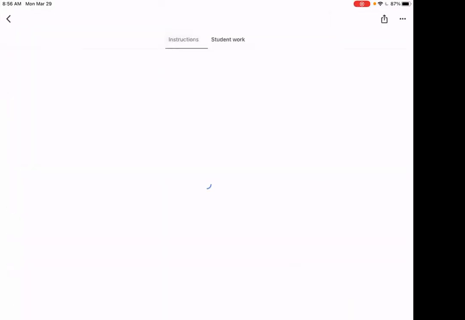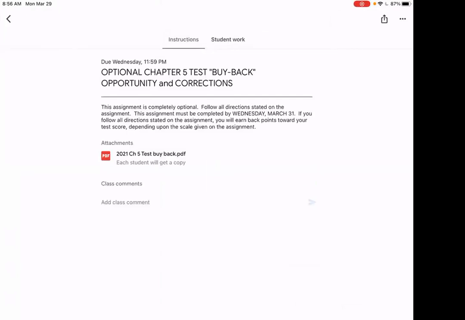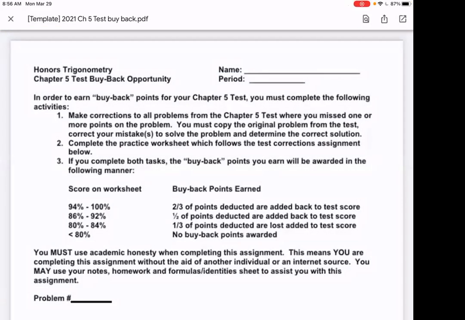There is no retest because there's just not time for a retest before break. And coming back after break and not using those identities and formulas, the retest is difficult to begin with because you're done using them, and taking it after break makes it even more difficult. But instead of a retest, I created a buyback opportunity. I posted it yesterday right after I put the grades into PowerSchool. So you can read through the directions if you're interested in trying to complete the buyback opportunity.